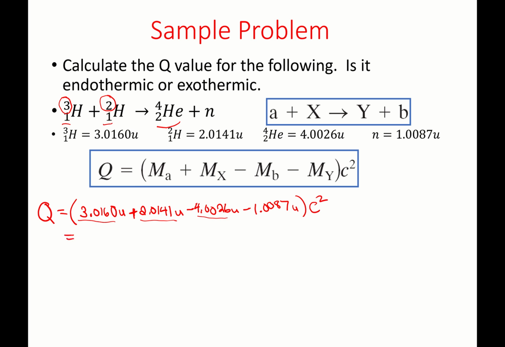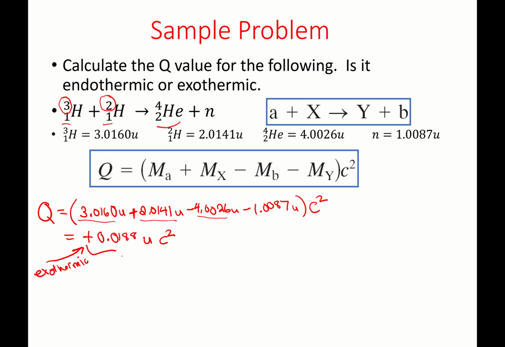If I put all those numbers in my calculator, I get plus 0.0188 U times c squared is my energy. The positive tells me that that is exothermic. This is a reaction that's going to occur naturally. It doesn't need to have any initial kinetic energy of the incoming particle.